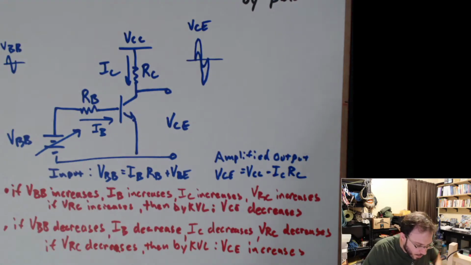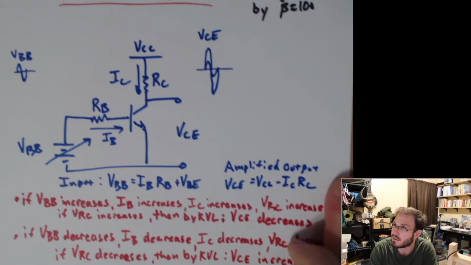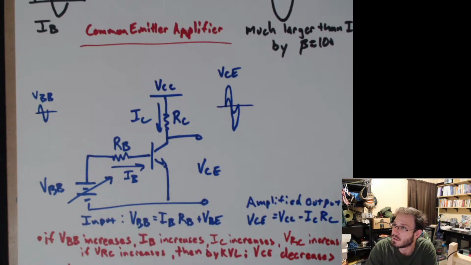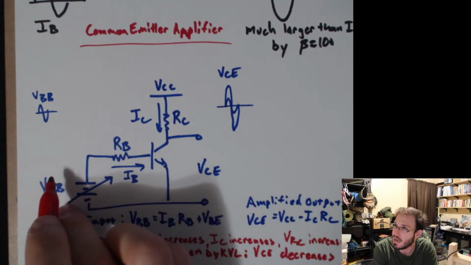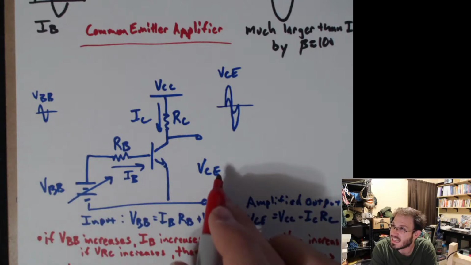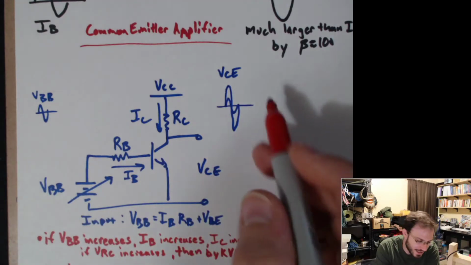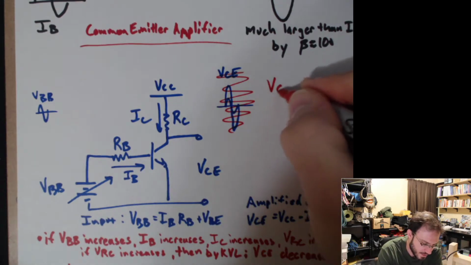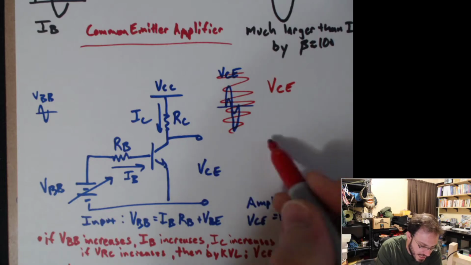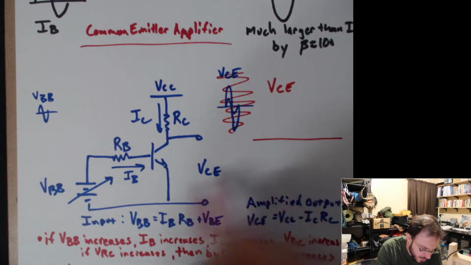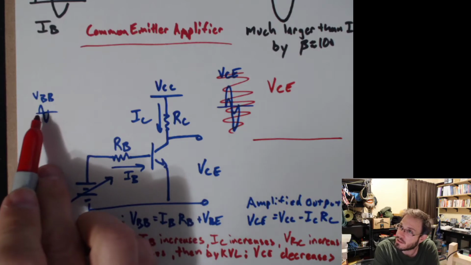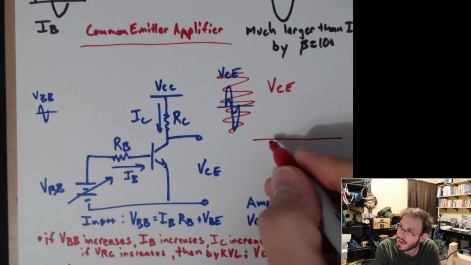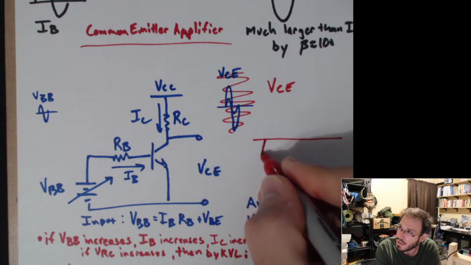Okay, so what that means here, VBB goes up, VCE goes down. And if VBB goes down, VCE goes up. I lied here. As far as VCE is concerned, as VBB goes up, we're going to get an amplified yet inverted signal.